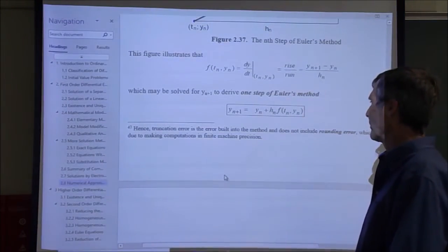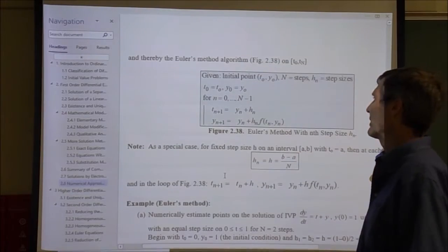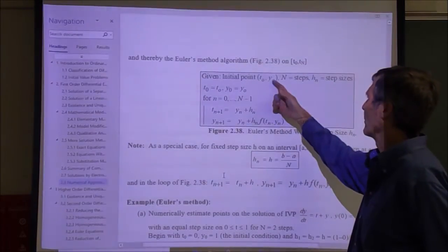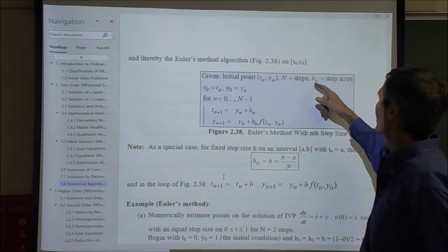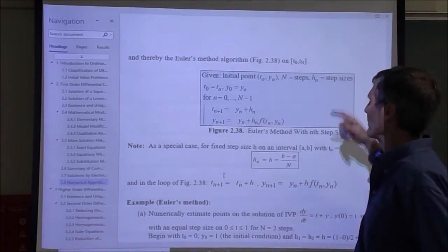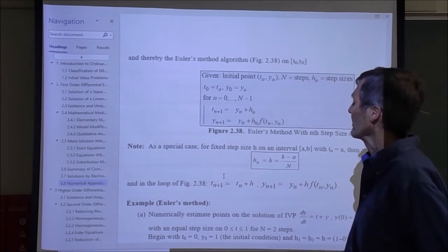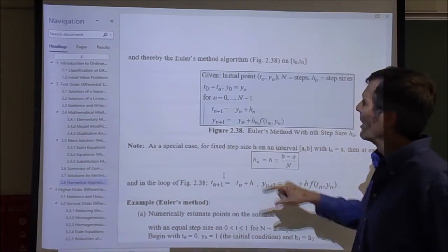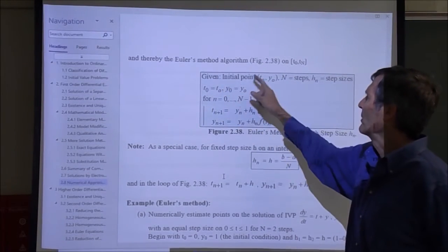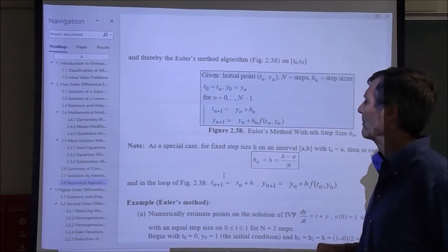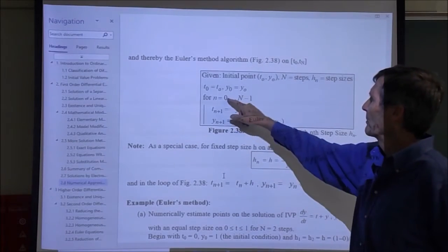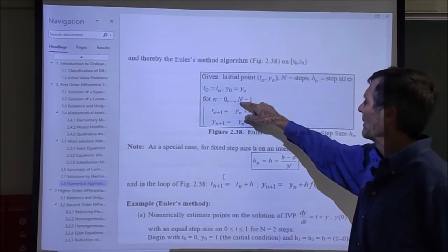So there's Euler's one-step thing. Here's the actual algorithm. Given a point t0, y0, a beginning point, you're going to go through n steps with hn, the step size at each point. Usually we pick the same step size at each point. We'll start with t0 equal to t naught, the initial point that was given, and y0 equals y naught, the initial point that was given.